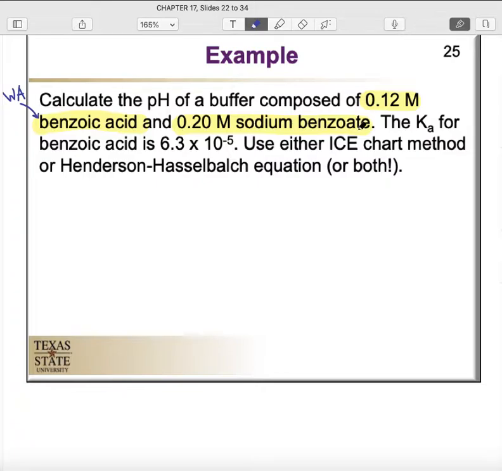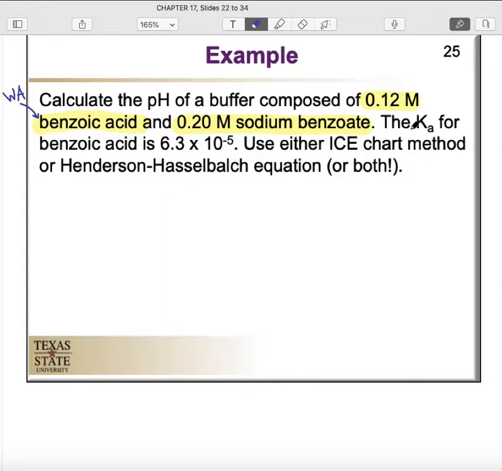Benzoate is the conjugate base of benzoic acid, and it's a sodium salt of that benzoate ion. So we know that we have a buffer even if it had not said buffer. And I want you guys to become familiar with it. I don't have to tell you that this is a buffer. All I have to tell you is that you have a weak acid and its conjugate in the form of a salt, or a weak base and its conjugate acid in the form of a salt. You should then recognize that that is a buffer problem.